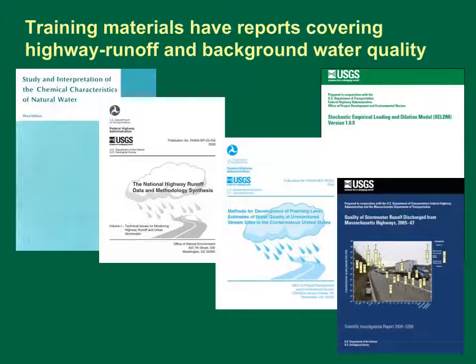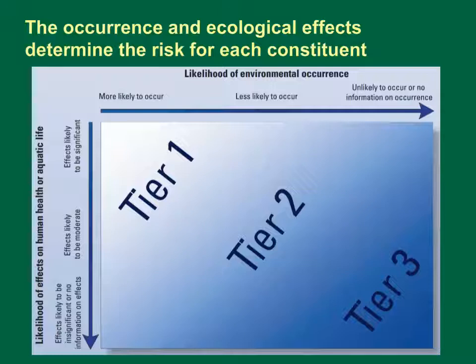The training materials provided as part of the class have reports covering highway runoff and background water quality. There are many constituents of potential concern depending on your local conditions. The occurrence and ecological effects determine the risk for each constituent. This graph shows a water quality selection system based on the likelihood of adverse effects in receiving waters on the vertical axis and the likelihood of occurrence in the environment on the horizontal axis. For example, trace metals commonly are of concern in highway and urban runoff studies because they have adverse effects on some aquatic life at low concentrations, and impervious surfaces commonly are a primary source of trace metals in receiving waters during storms.